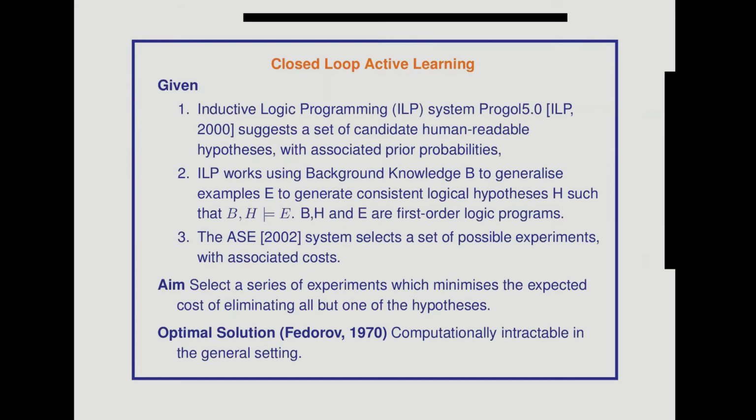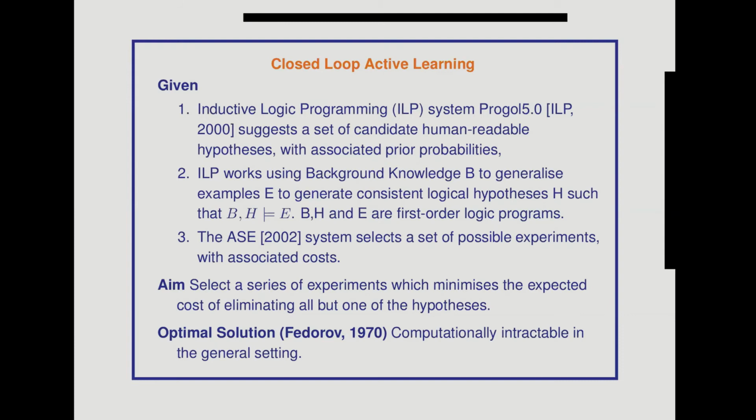The key idea was to use a logic learning system. So this is machine learning using what's mathematically called first order logic, a system called Progol 5.0, which suggests and generates human readable hypotheses and associates prior probabilities with these. The ILP system, inductive logic programming system, uses background knowledge, which is encoded in the form of a logic program. So it can be turned into human language and read and understood.